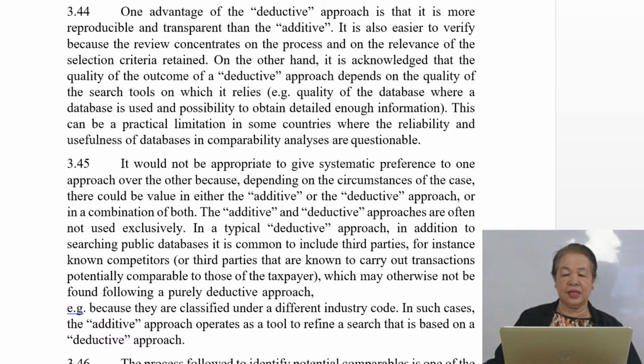On the other hand, it is acknowledged that the quality of the outcome of a deductive approach depends on the quality of the search tools on which it relies.